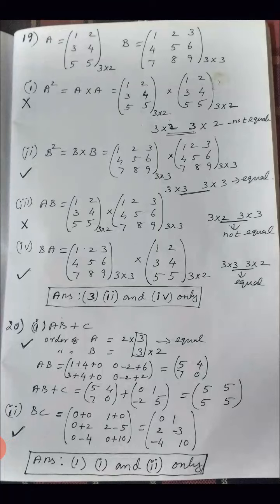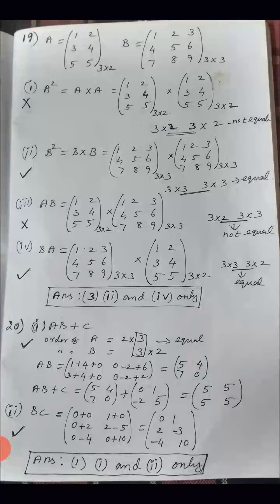Then take the second one, B squared, B into B. See the order, both 3 by 3. See the elements: the column of the first matrix and the row of the second matrix, I underlined that one. Both are equal. So multiplication is possible, so we can find that multiplication. So then only I put a tick.